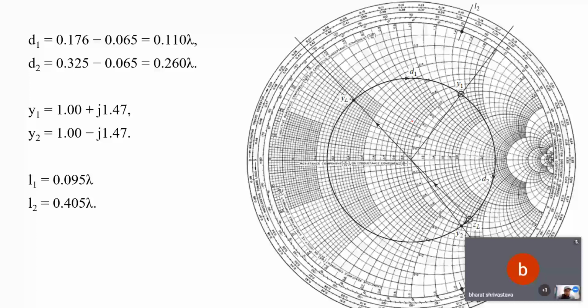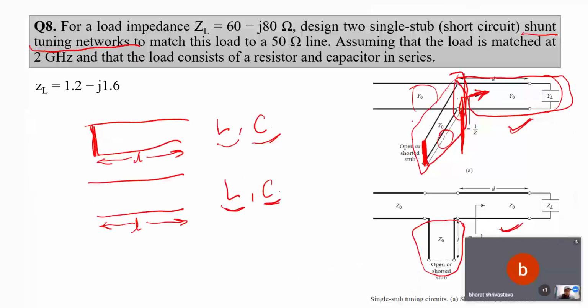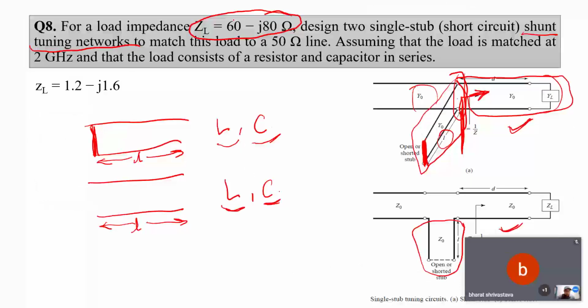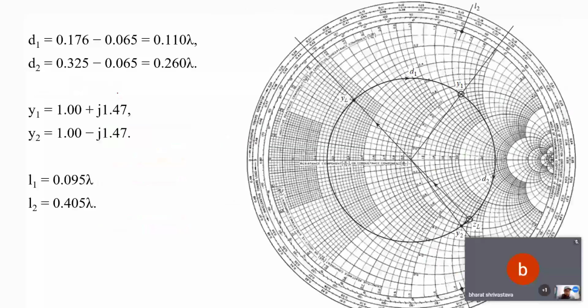Okay, so first of all we have to see where this load impedance exists in the Smith chart. For that we first normalize this load impedance with respect to the characteristic impedance of the line. So zL is equal to (60 minus j80) divided by 50. So the normalized impedance is obtained as 1.2 minus j1.6.